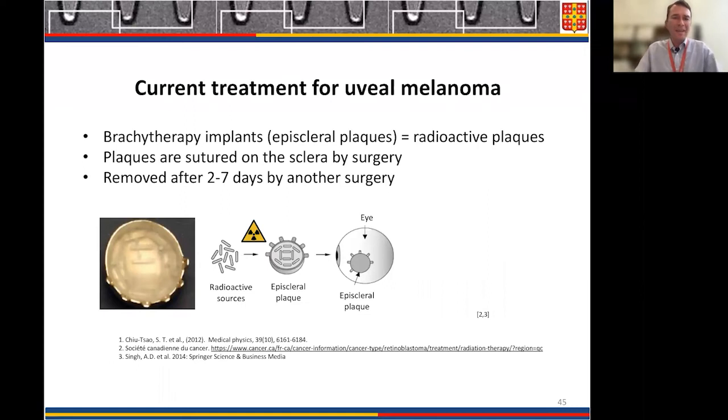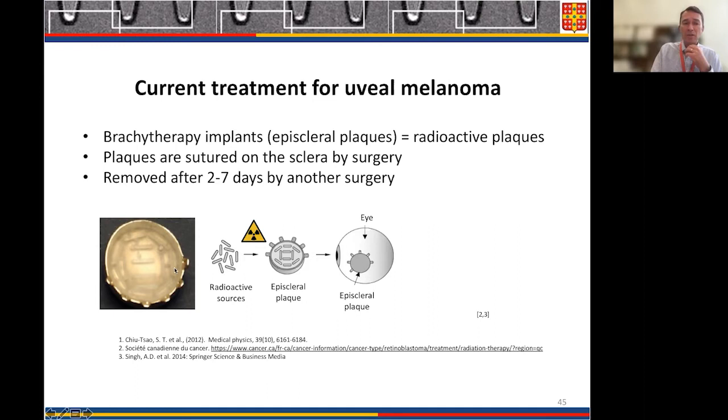So brachytherapy implants are radioactive plaques that are used for prostate cancer, breast cancer, but also for eye cancer. Possibly 70% of all eye cancers in Canada are treated by the insertion of a radioactive plaque. And this plaque is called the episcleral plaque. It is made of metals with a silicon mold, and inside of the plaque, you can find radioactive sources. These sources look like rice grains. And these rice grains are radioactive. They contain iodine-125 or palladium-103.